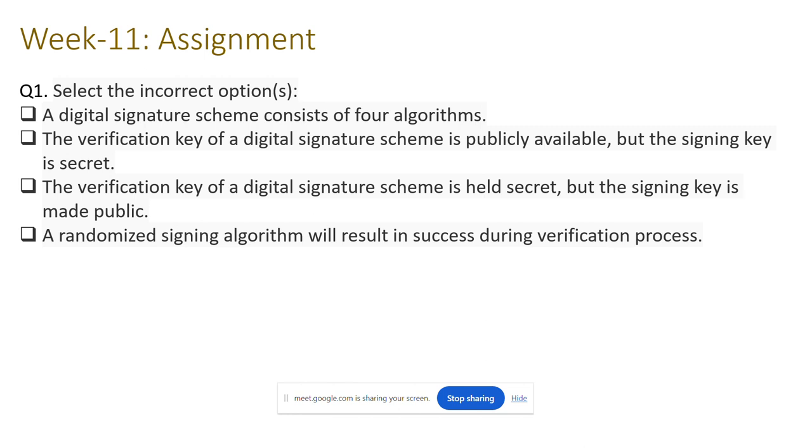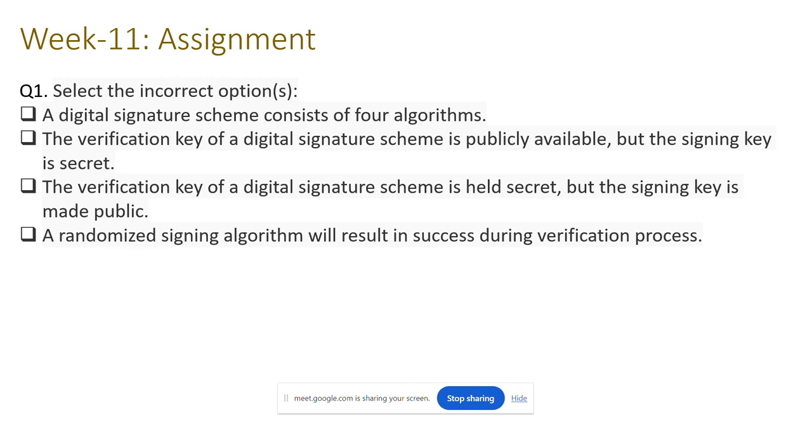So would anyone like to answer and explain maybe? Yes, the first and third are incorrect, right? So yes, a digital signature scheme typically consists of 3 algorithms. There is the key generation step where you generate the publicly available verification key and the secret signing key, right?